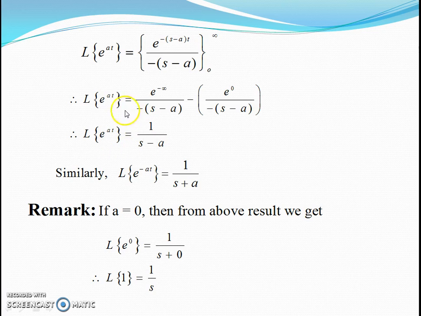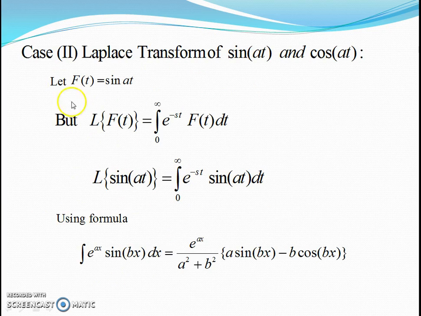When we replace a by minus a in this result, we get Laplace transform of e to the power minus at is equal to 1 upon s plus a. Remark: if we substitute a equal to 0 in the above result, we get Laplace of e raised to 0 equal to 1 upon s. But we know that e raised to 0 is 1, so Laplace of 1 equals 1 upon s.